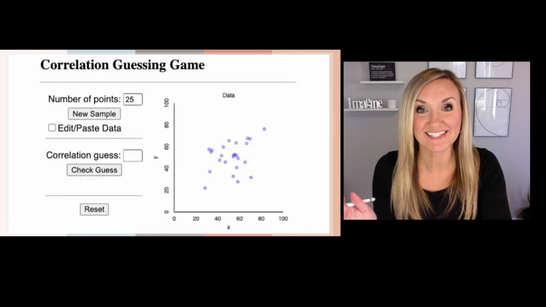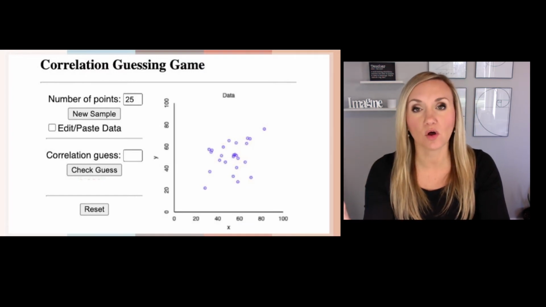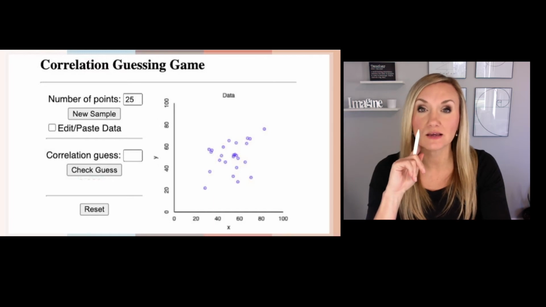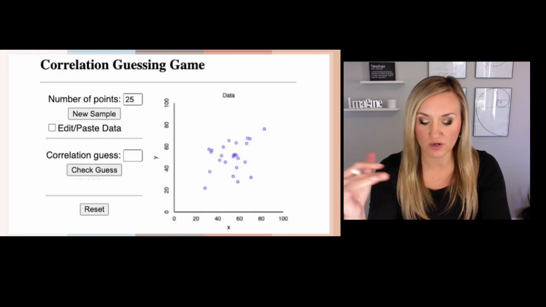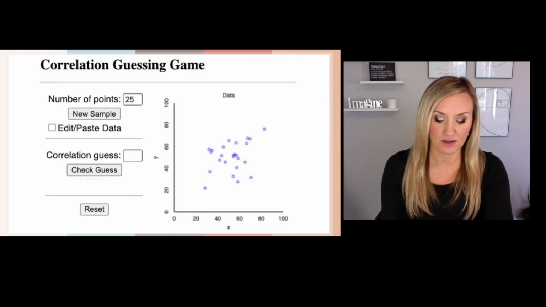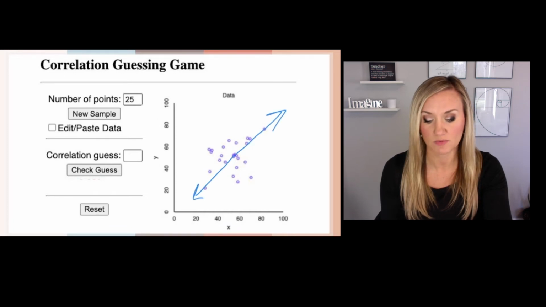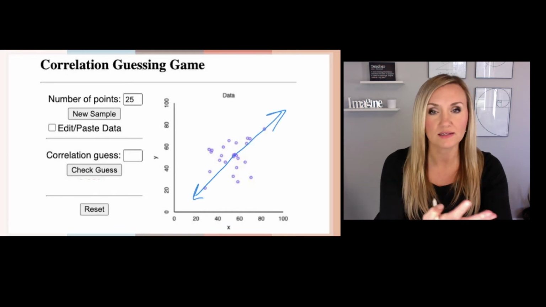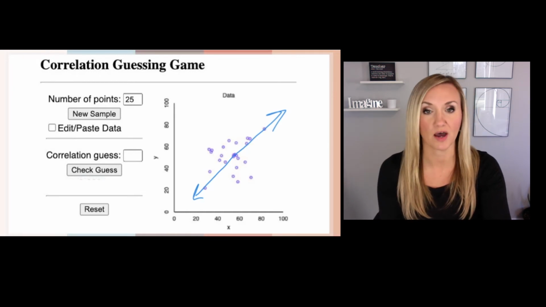I'm pausing to see, waiting for you to guess it. So if you're kind of lost, you should think to yourself, okay, is this linear? Can I draw a straight line where most of the points are going in that direction, something like this? And then you have to determine, how far away are the data points from that line? And that's usually very helpful.